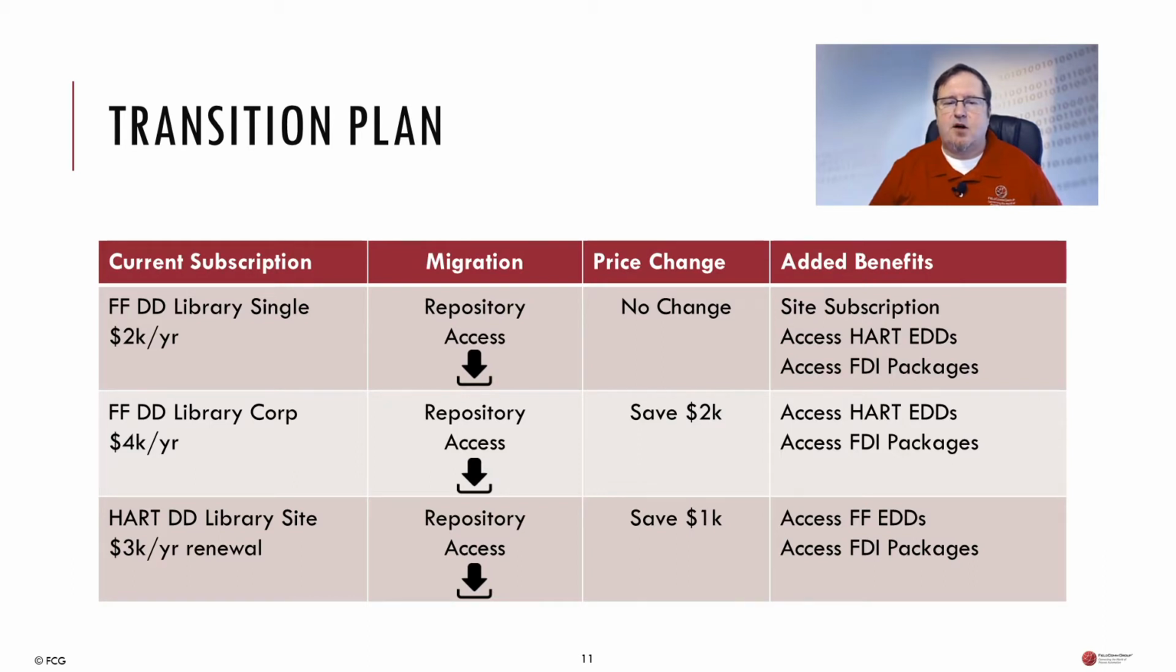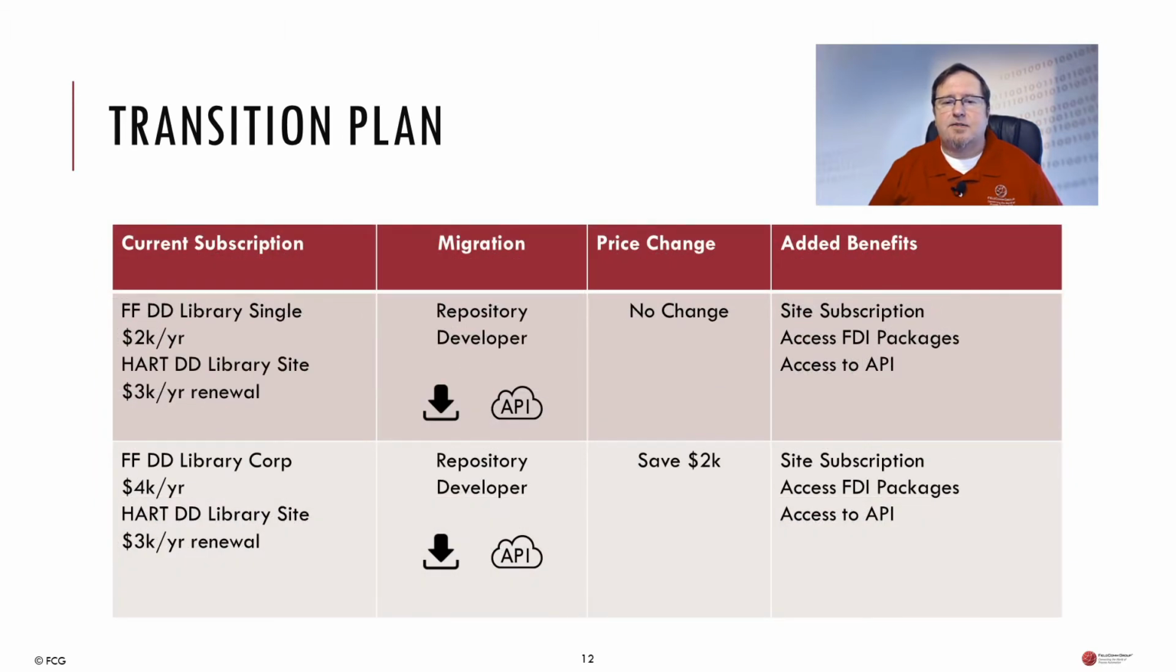For those that are on the standard HART DD library only, paying $3,000 a year, again, we'll migrate you to the FDI repository access, and again, you'll be saving $1,000, so only $2,000 at your next renewal. Now, some have subscriptions to both products, so depending upon if you had a single or a corporate side renewal to the HART and the HART library, generally, if you have both, we're going to migrate you as is with no charge. And not only will you have the access, but you'll have all the features in the repository developer as well. So you will have full access to the API to build applications.